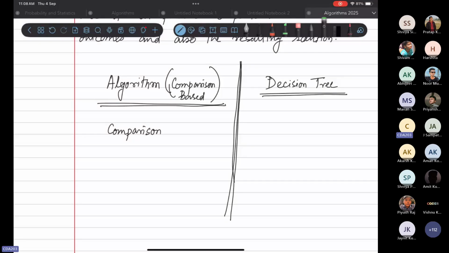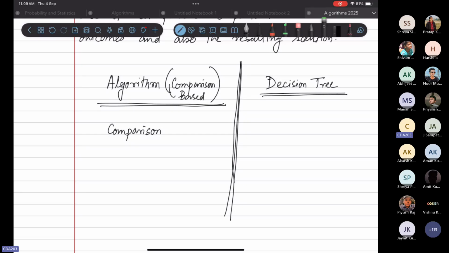Question is, I'm saying that comparison-based algorithms and decision trees are the same thing, representing a method of getting to a solution for some problem. So now I'll try to figure out some analogies between these two things.